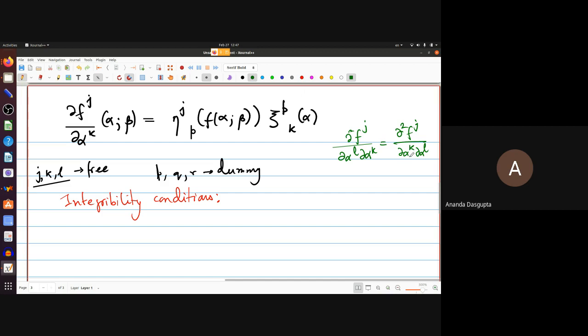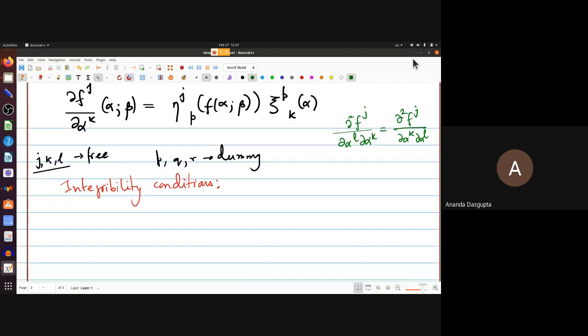Or is anybody? This is a very important point. So if you have a confusion, please speak up. If not, let's look at what this condition tells us. Let's differentiate this partially with respect to alpha L.